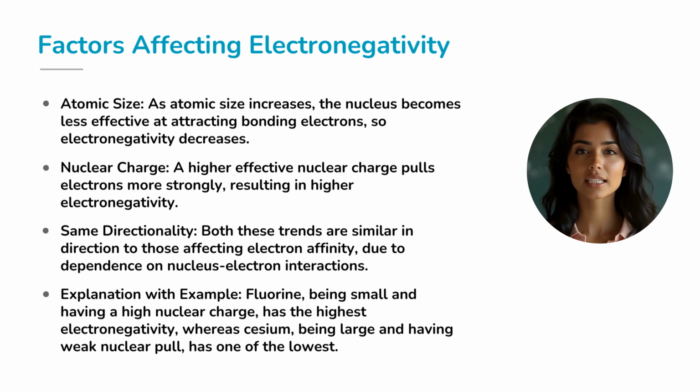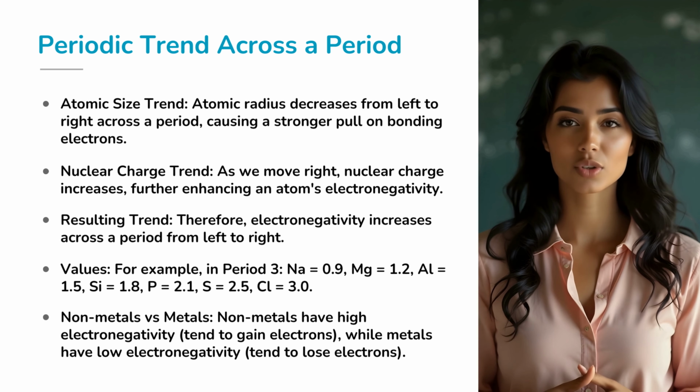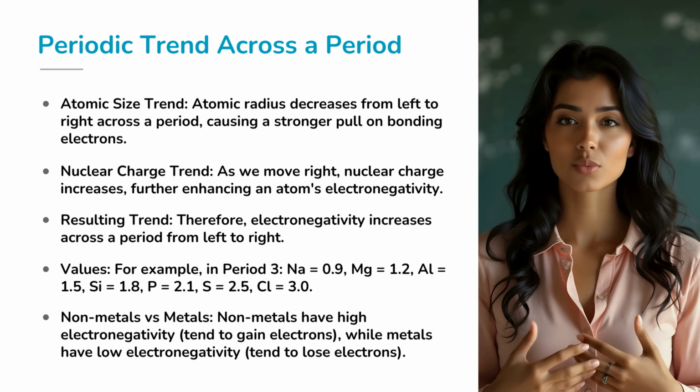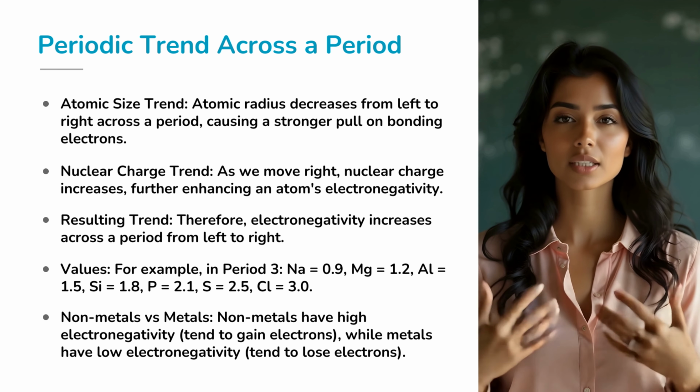Think of it like magnets. Small, tightly packed magnets attract metal better than large, scattered ones. Now, what happens to electronegativity as we move from left to right across a period?